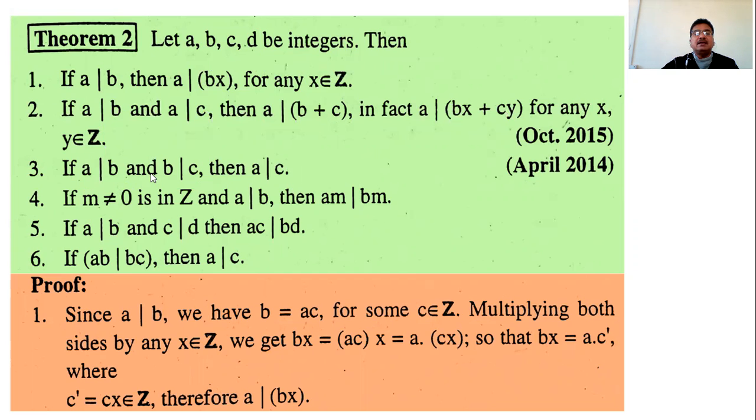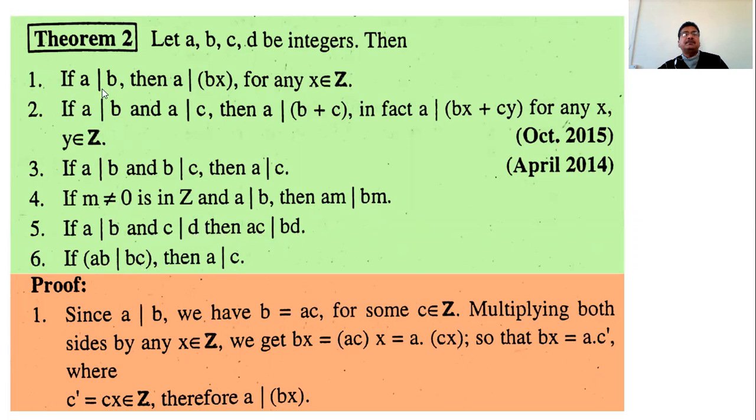And this: if A divides B and B divides C, then A divides C. And now, for m not equal to 0 in Z, if A divides B, then Am divides Bm. If A divides B and C divides D, then AC divides BD. And if AC divides BC, then A divides B.